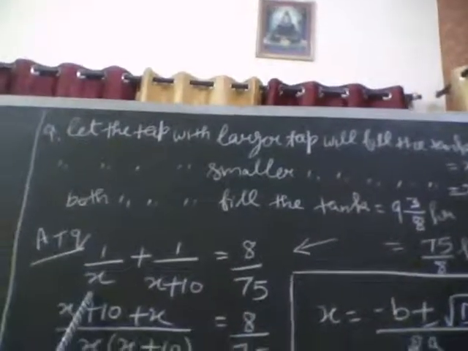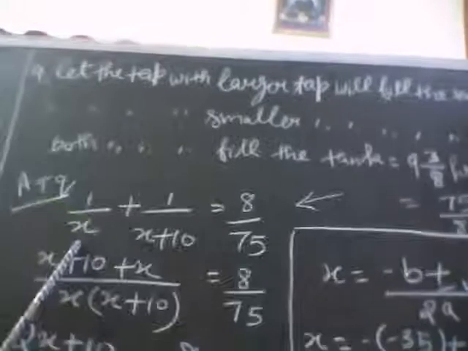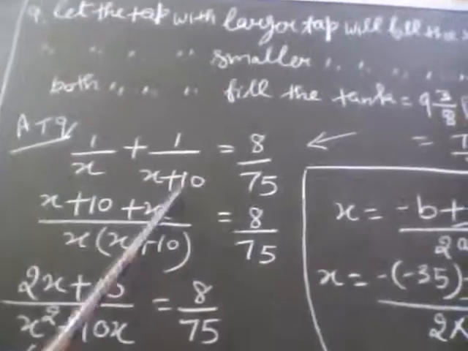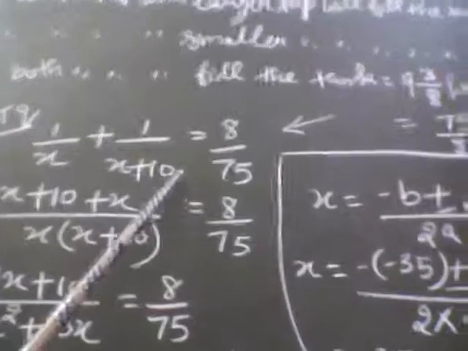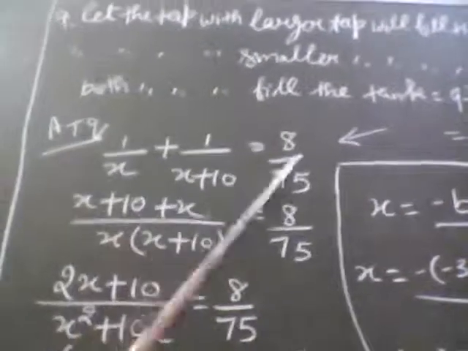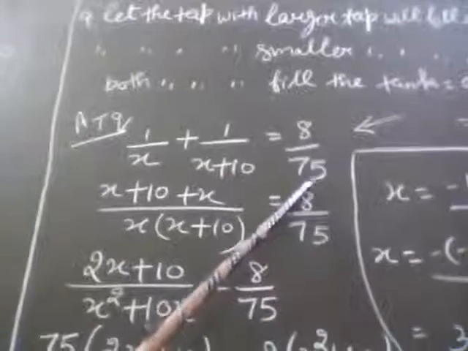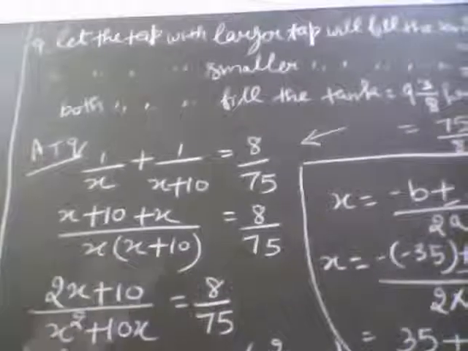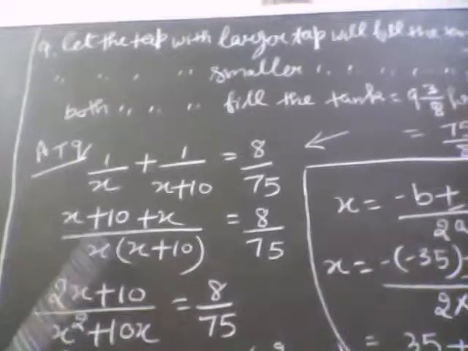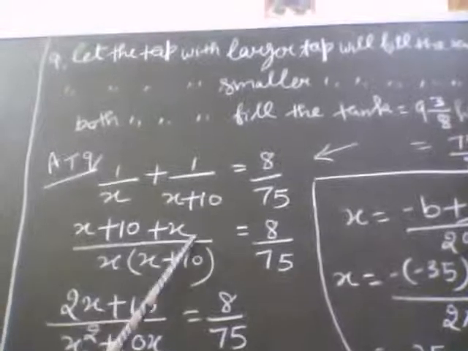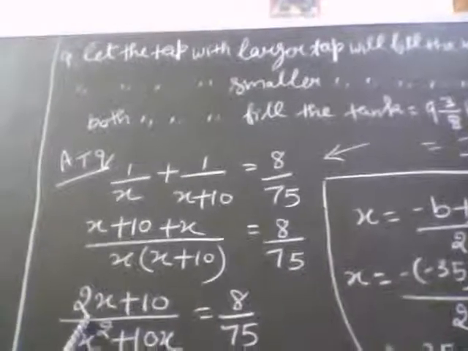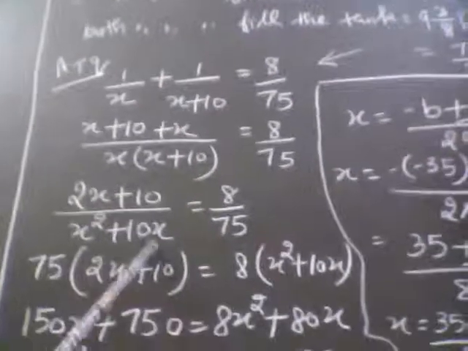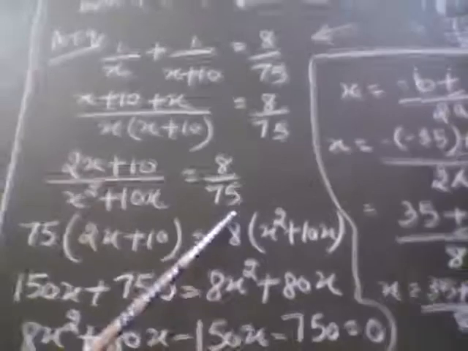In 1 hour the larger tap can fill the 1 by x part and the smaller tap can fill the 1 upon x plus 10 part. Both the taps together are filling in 75 by 8 hours. So in 1 hour they can fill 8 upon 75. So this will be our equation. Now first of all we'll take the LCM, x into x plus 10, and here we got x plus 10 plus x. Now x plus x will be 2x plus 10, and we'll multiply these two. We get x square plus 10x will be equal to 8 upon 75.